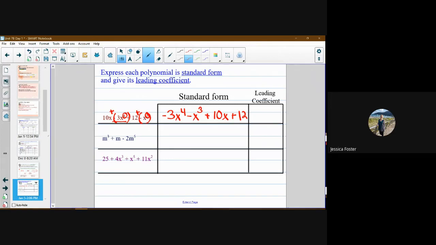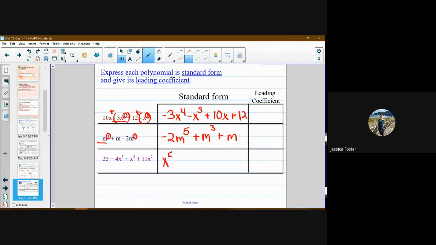Let's try the next one. M cubed plus m minus 2m to the 5th. So we've got an exponent of 5, an exponent of 3, an exponent of 1. So we'll start with our negative 2m to the 5th, the term with the highest exponent, plus m cubed. I did plus because this is a positive term. And lastly, plus m. Try the third one by yourself. See how it goes.